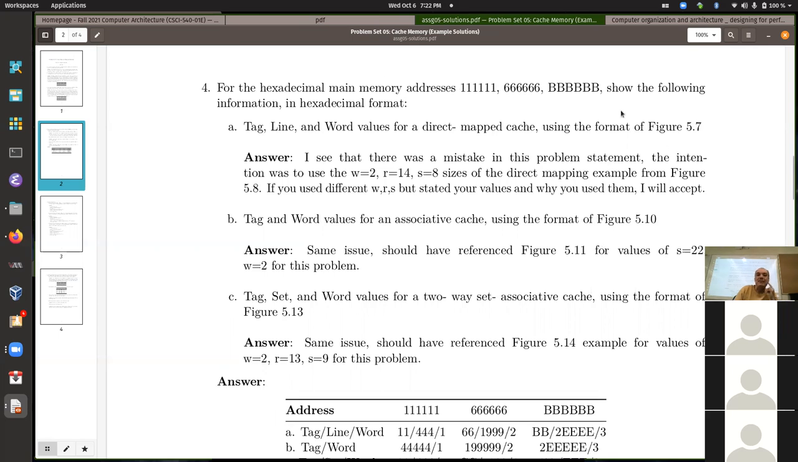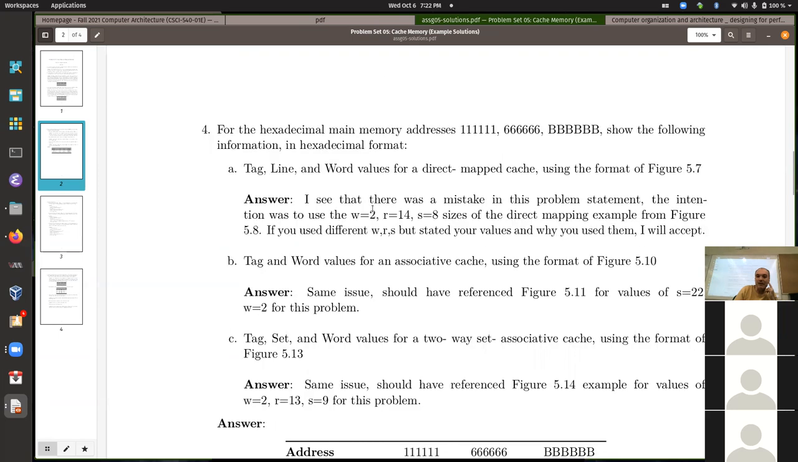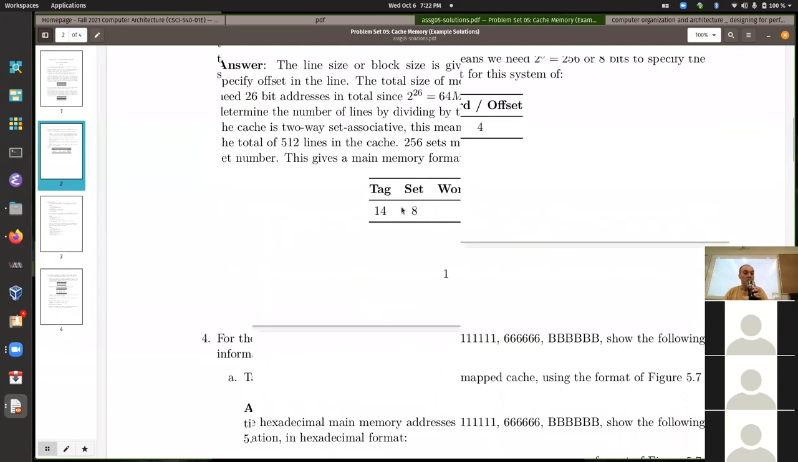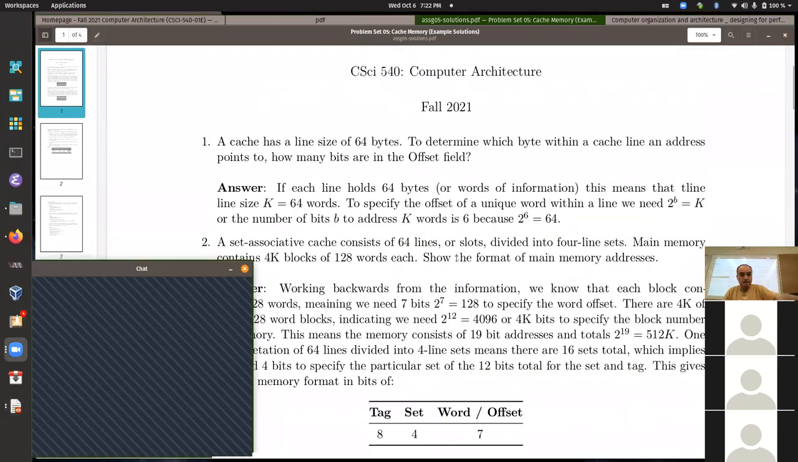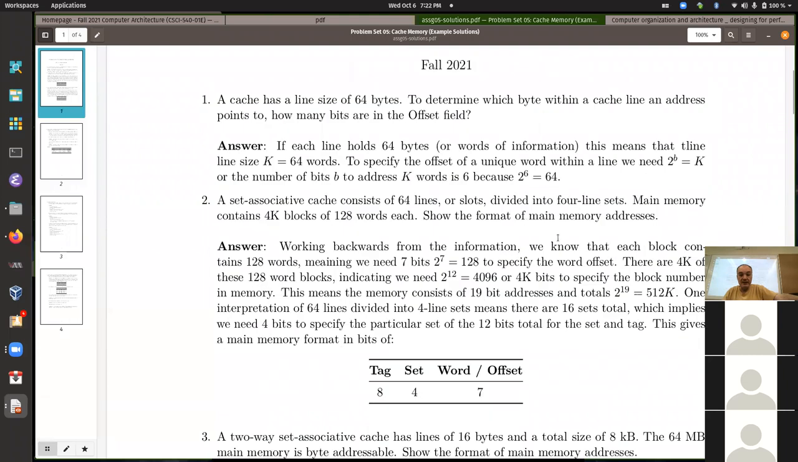Really, it was like 5.7, but you really needed to also look at the corresponding example for each of these on 5.8 to get the specific size of the values, the number of bits on each of those different fields for the cache, to do these correctly. Anyway, these are the answers I was using.